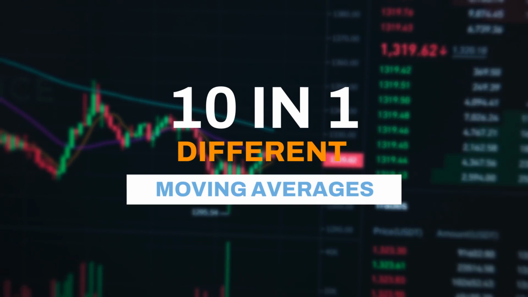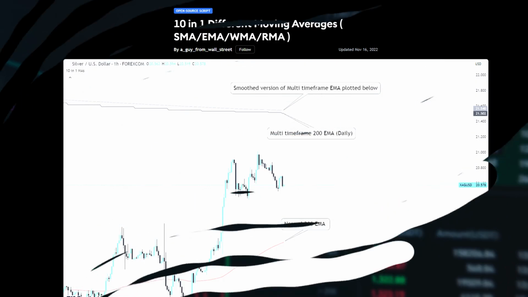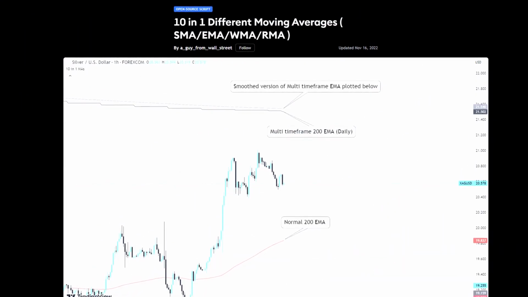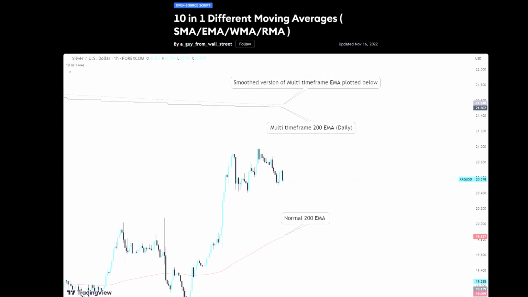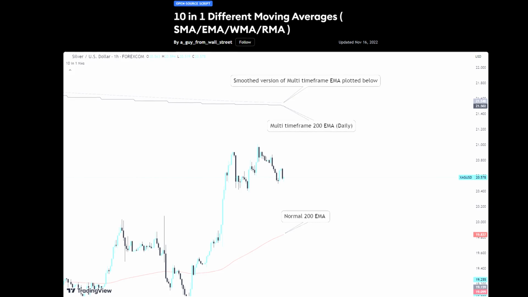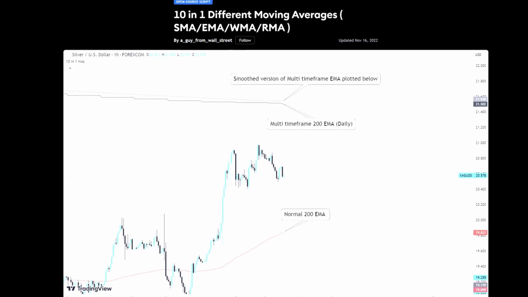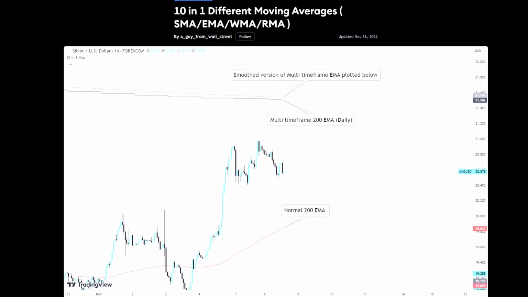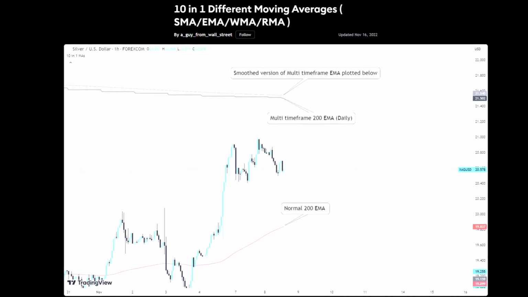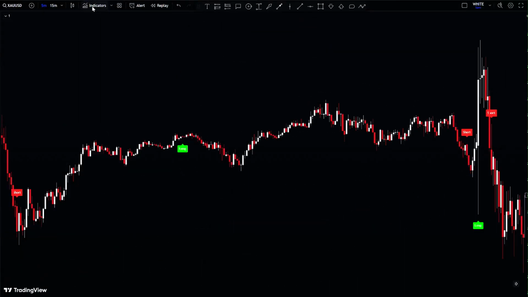Let me tell you about the 10 in 1 different moving averages indicator. This is a combination of 10 different types of moving averages, and you can choose the one that works best for your trading style. It's like having 10 tools in one, giving you the power to adapt to any market conditions. With the 10 in 1 different moving averages indicator and the BlackPicker working together, you'll have a killer combination that'll help you make smarter trades and boost your profits.